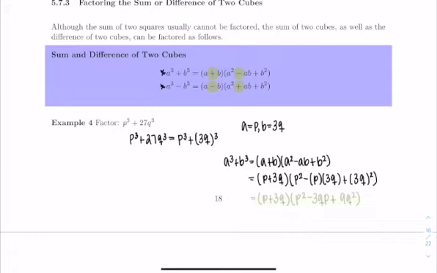So let's just simplify this a little bit. We have p plus 3q in the front, and in the second one we get p squared. P times 3q is just going to give me 3pq or qp, it doesn't matter. And then for that last term, we have to make sure we square both the 3 and the q. So we end up with 9q squared. And that is your final answer.